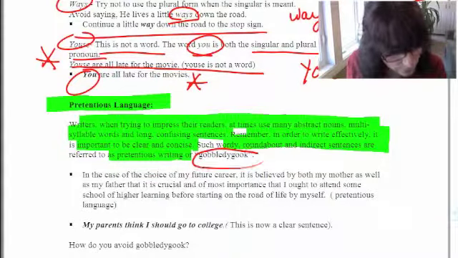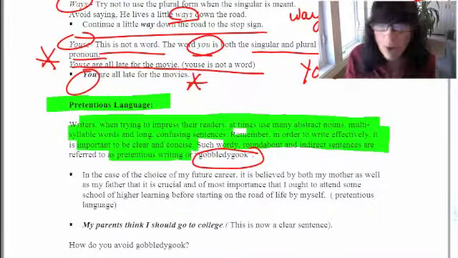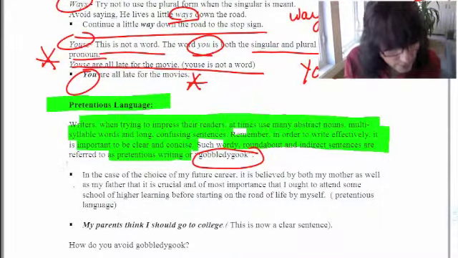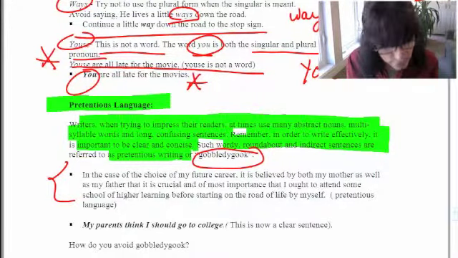And another term for it is this funny word, it's called gobbledygook. It's just long, going on, rambling, confusing. So I've given you an example of gobbledygook or pretentious writing, which is maybe an easier term to remember.